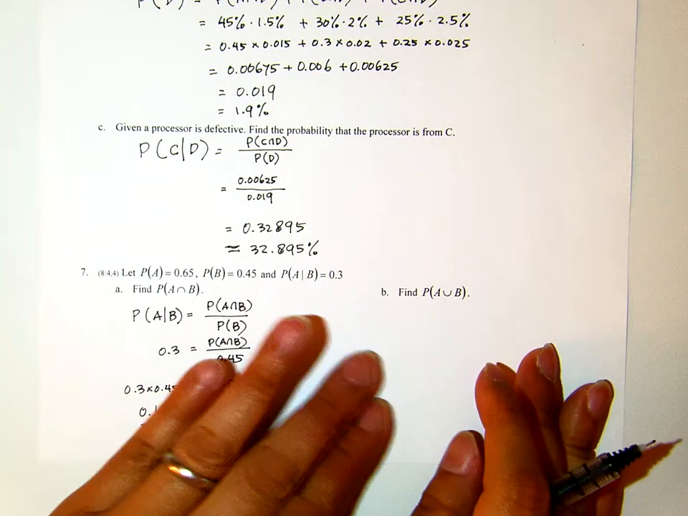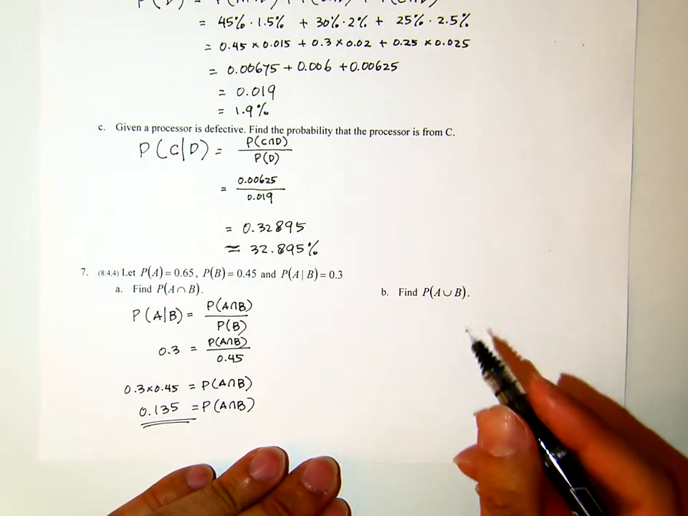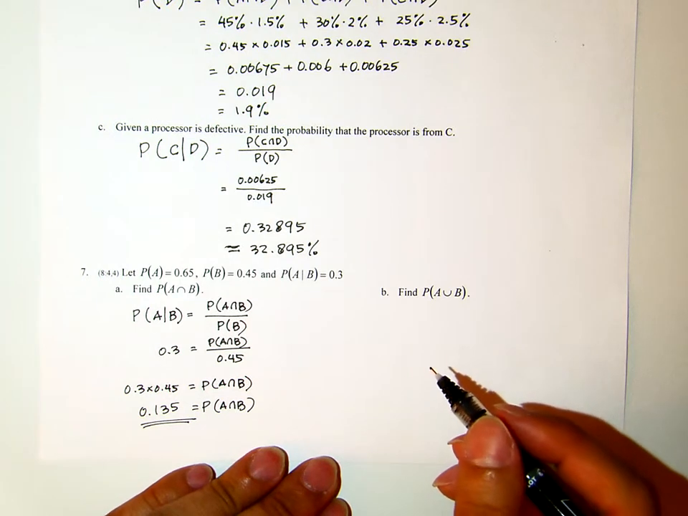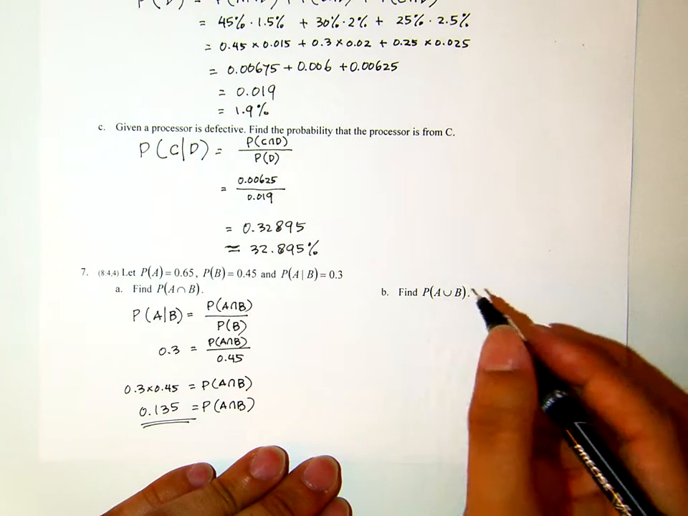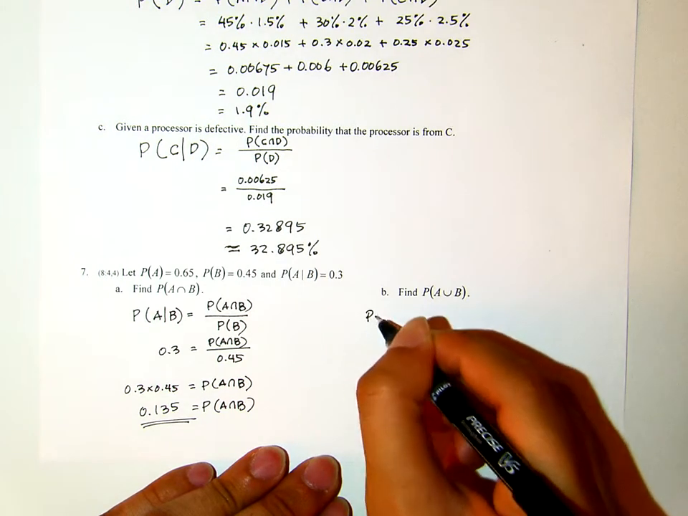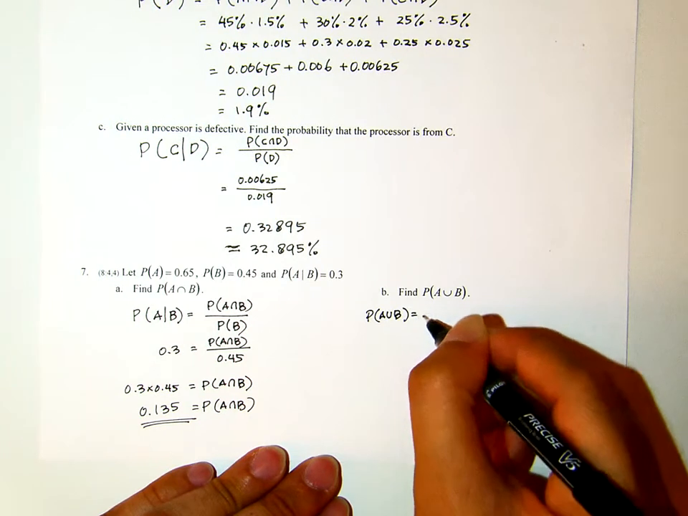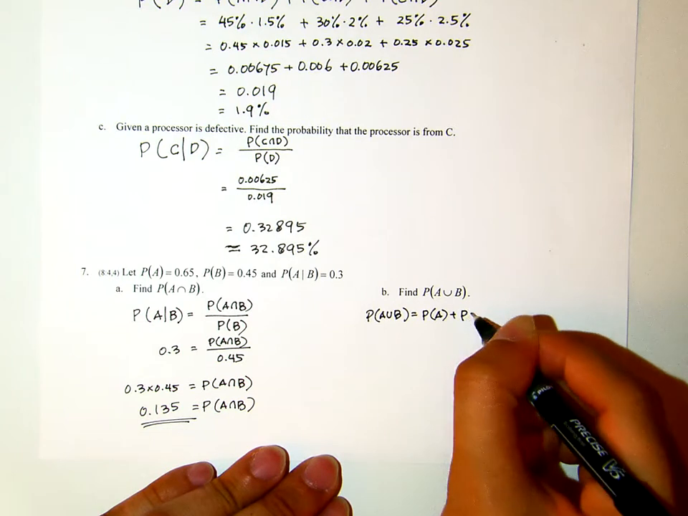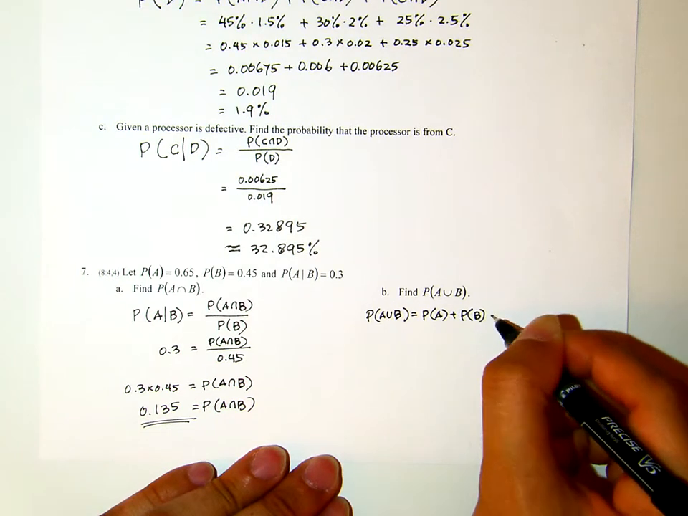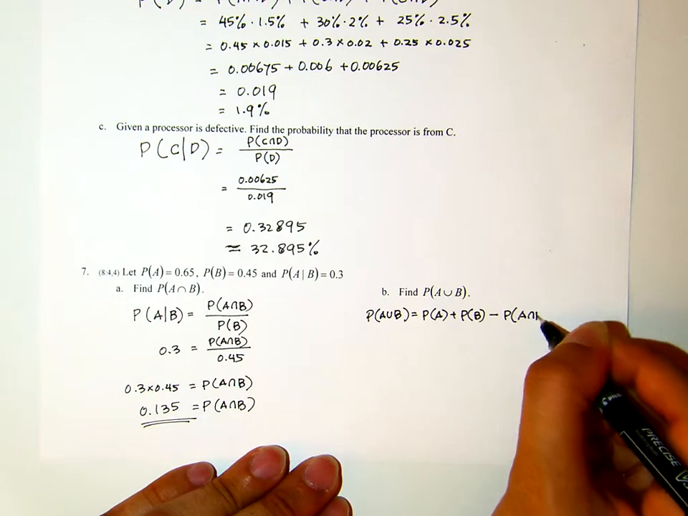Part B, find the probability of the union. Now, every time you see the probability of union, think of the inclusion-exclusion formula, the probability version. In other words, if I write the formula, probability of A union B equals the probability of A plus the probability of B minus the probability of the overlap or double count, or the intersection.